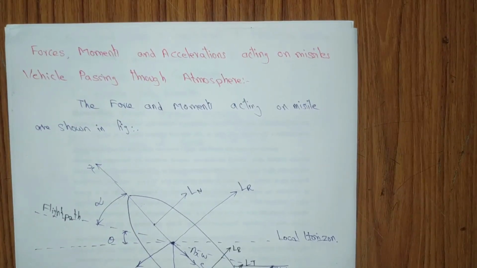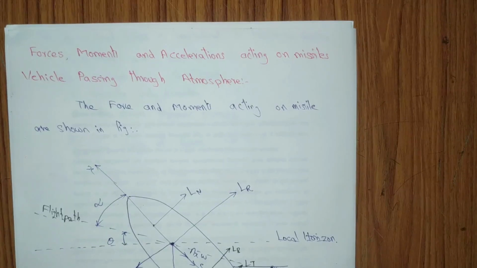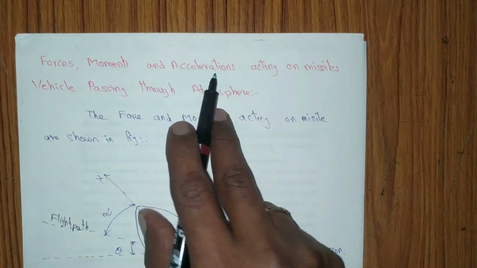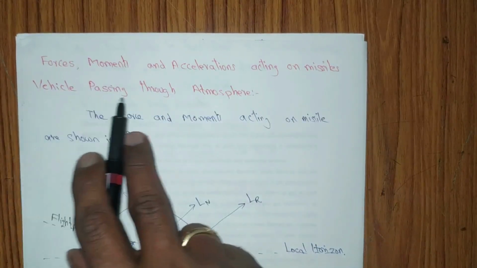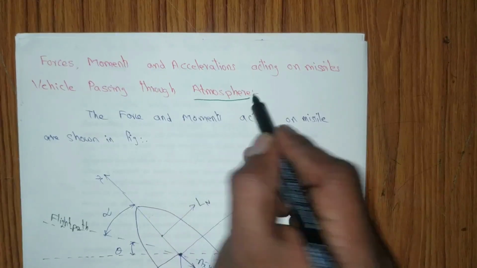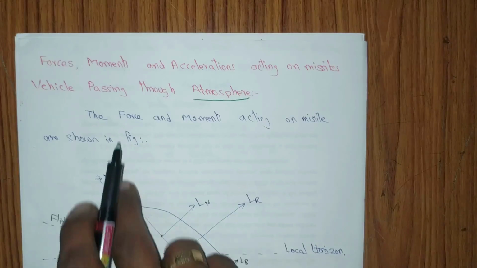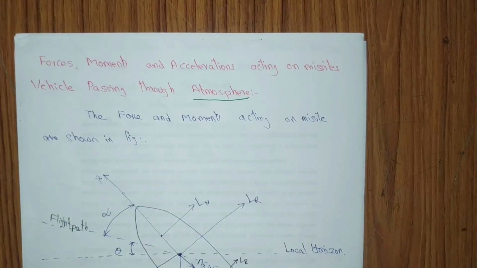Hey guys, good morning. In the rocket and missile subject, today we are going to see about forces, moments, and acceleration acting on a missile vehicle passing through the atmosphere. We are focusing on a missile passing through the atmosphere, not in space, right? So we are going to calculate force and moments with respect to the missile operating at various atmospheric conditions, right? So we are going to calculate the force equation and moment equation.